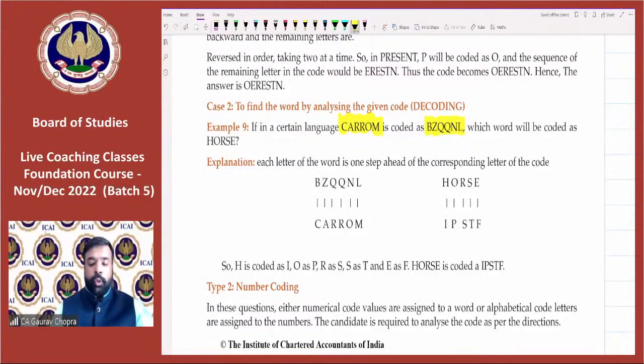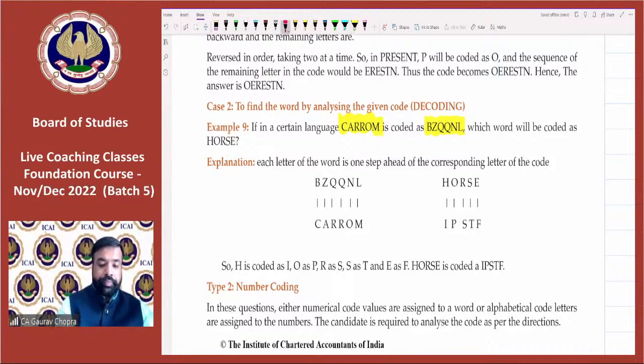You have to read the question a bit carefully, because the question says the code of carom is given, and we have to tell which word's code will be horse. That means this time we have to find the word. That means we have to go in reverse this time.